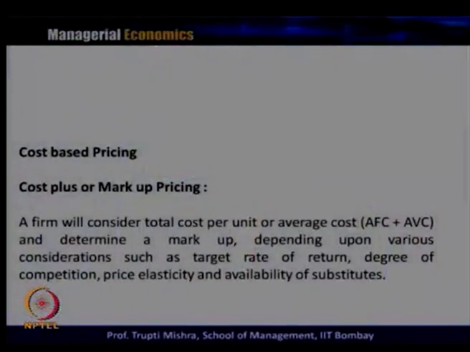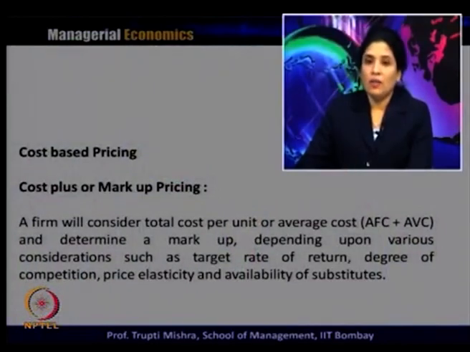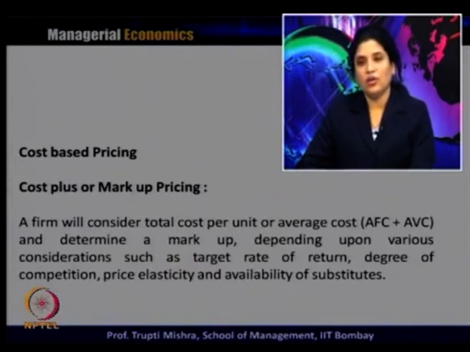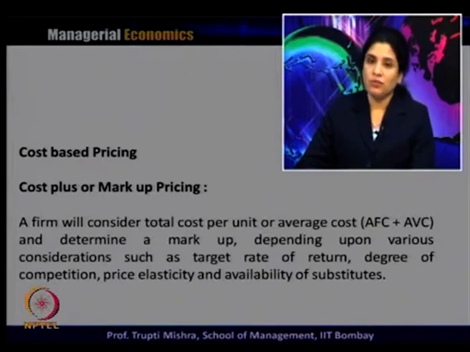So, we will talk about cost plus pricing first, that is also known as markup pricing. And here the firm will consider the total cost per unit or the average cost, because total cost per unit is nothing but the average cost, and here the average cost has two components, that is average fixed cost and the average variable cost, and determine the markup depending upon various considerations such as target rate of return, degree of competition, price elasticity and availability of substitutes.